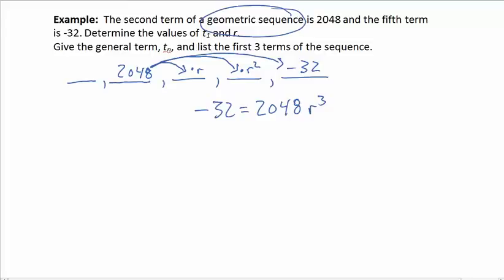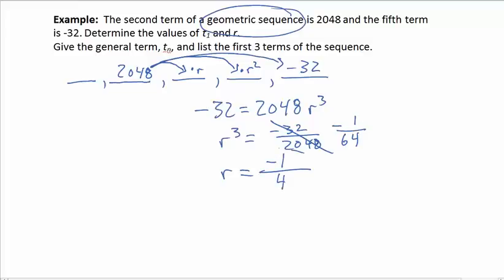Solving for r, we divide both sides by 2048. We get r cubed is negative 32 over 2048. I'm a big fan of reducing fractions. This reduces down to negative 1 over 64. Isolating r, we cube root both sides. The cube root of negative 1 is negative 1. The cube root of 64 is 4. We've got our value for r. r is negative 1/4. So we've solved the first bit, determine the value of r.